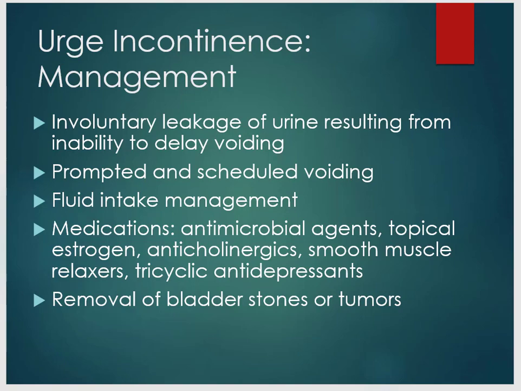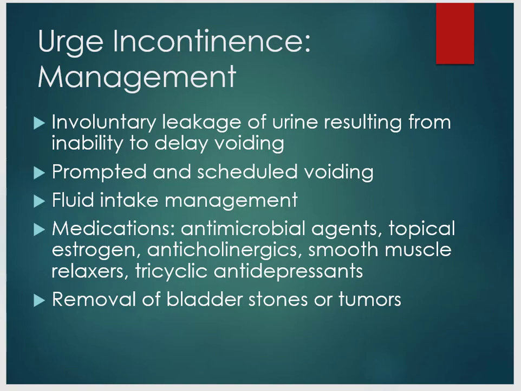these folks may need to be on medications to help with some of their symptoms. One may be an antimicrobial to help if there is an underlying infection that is causing some of the issues. Topical estrogen helps with the elasticity of the tissue. Anticholinergics, tricyclic antidepressants have all been used to improve neuromuscular function of the bladder and the sphincters. Then if there's any issues with stones or tumors, those need to be identified.